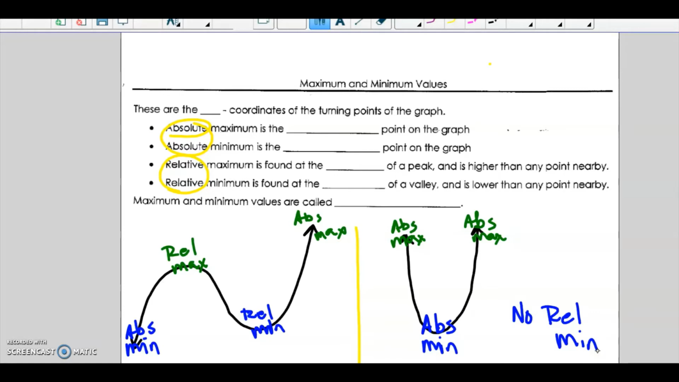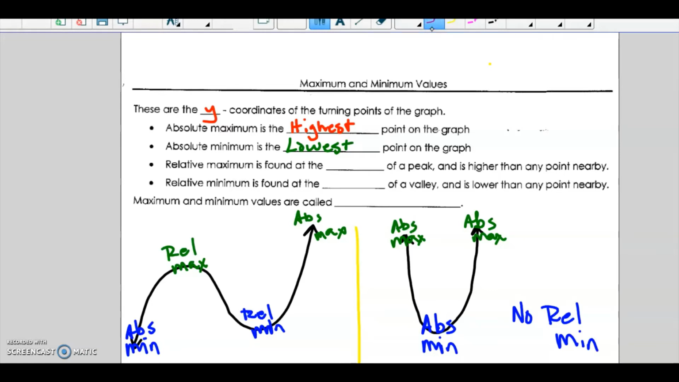All right, let's fill in the blanks. All right, so we're talking about the y-coordinates and the turning points of the graph. The absolute maximum is the highest point on that graph. The absolute minimum is the lowest point of the graph. So there is nothing higher, there's nothing lower than an absolute.